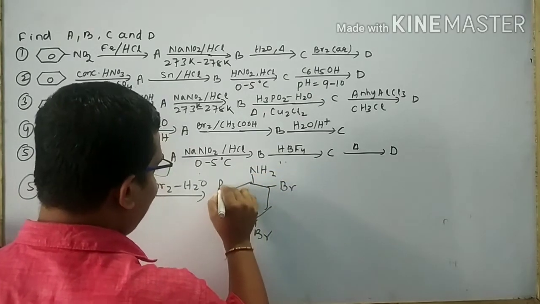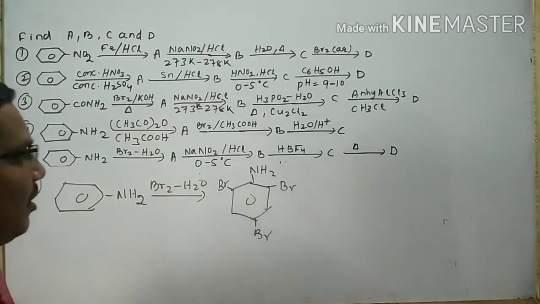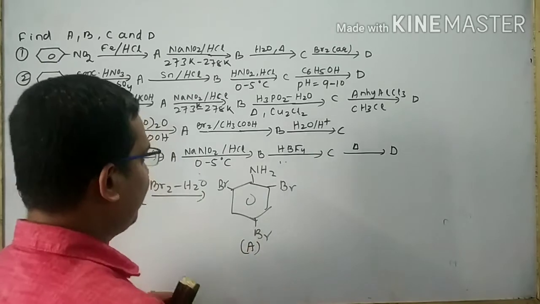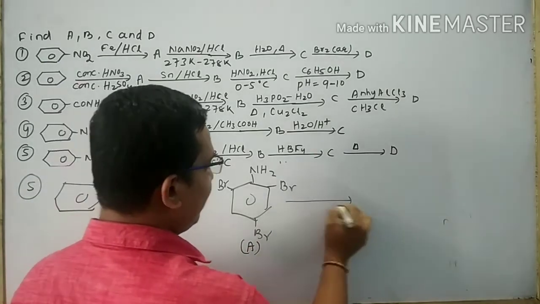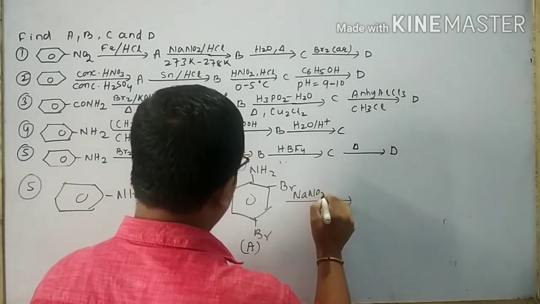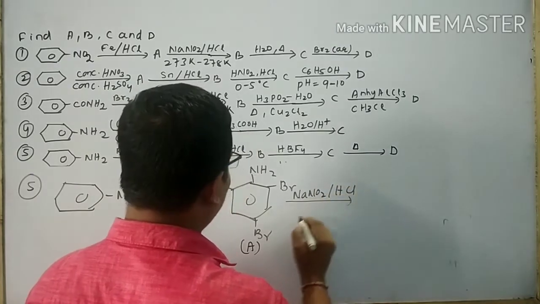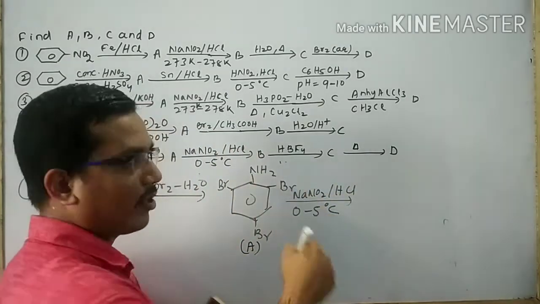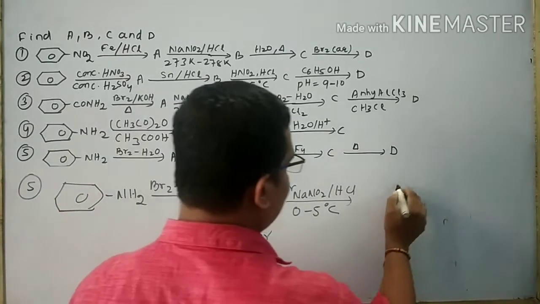2,4,6-tribromoaniline is formed. Now it is considered as A. A is treated with NaNO2 in the presence of HCl at ice cold temperature, 0 to 5 degrees centigrade. Then NH2 will be converted into N2Cl.